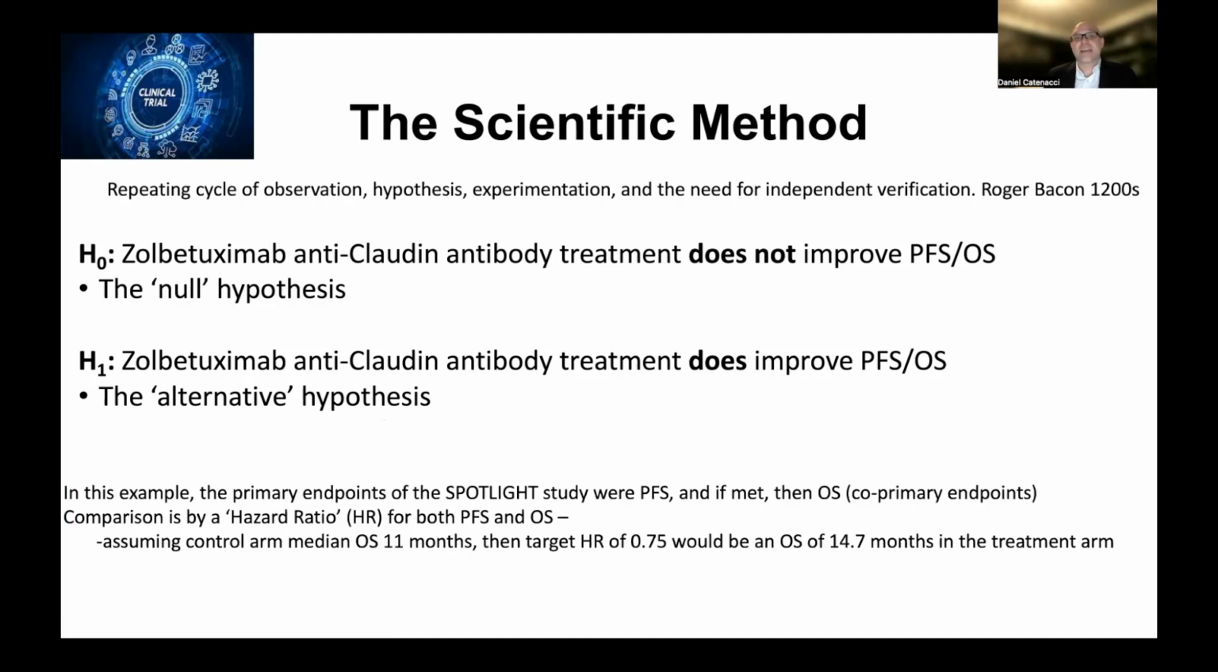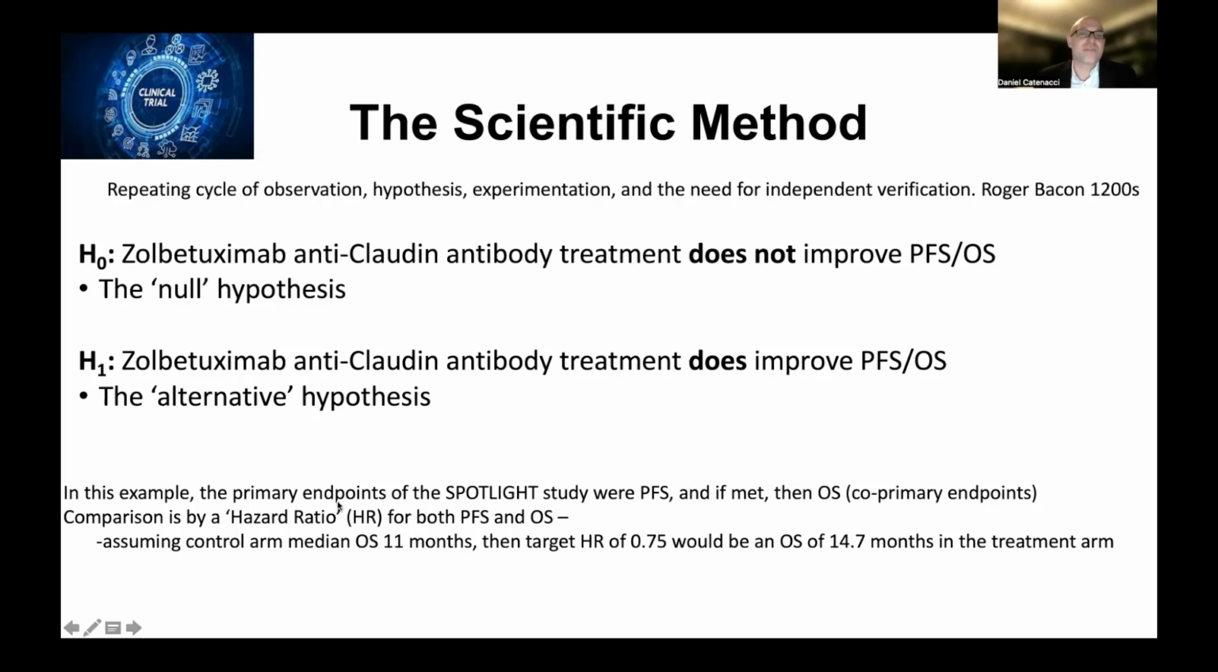And so in the example of the Spotlight story, the primary endpoint was progression-free survival. And if that was met, then overall survival was tested and compared between the groups. And this is called a co-primary endpoint. And both of the comparisons for PFS and OS were hazard ratio comparisons.